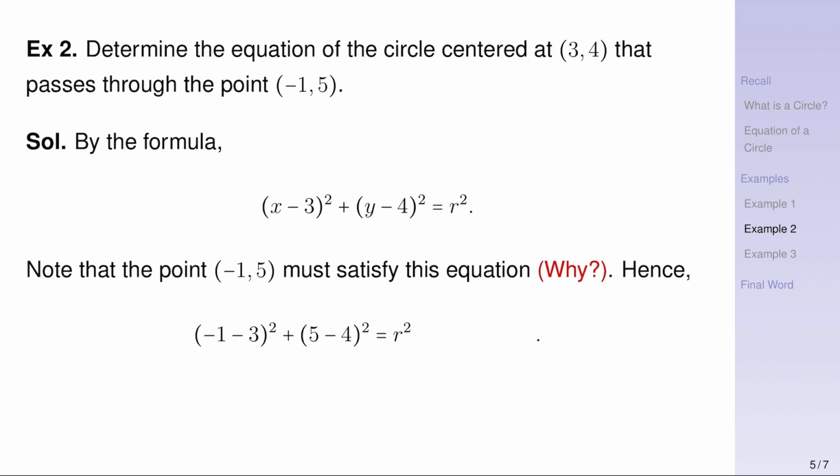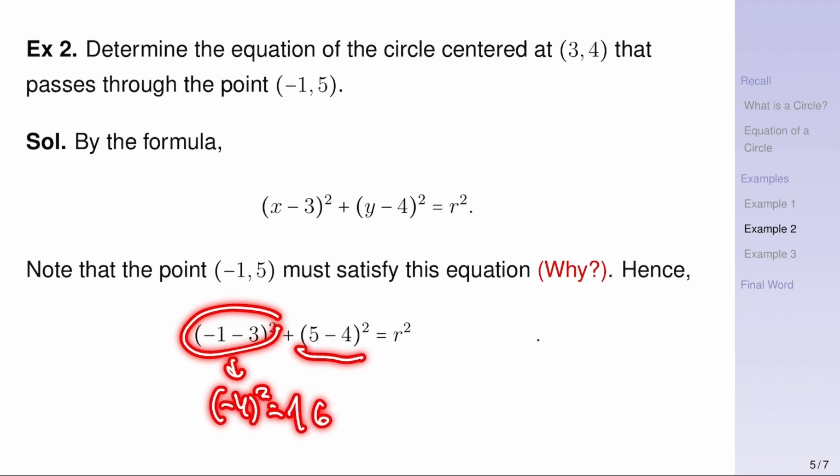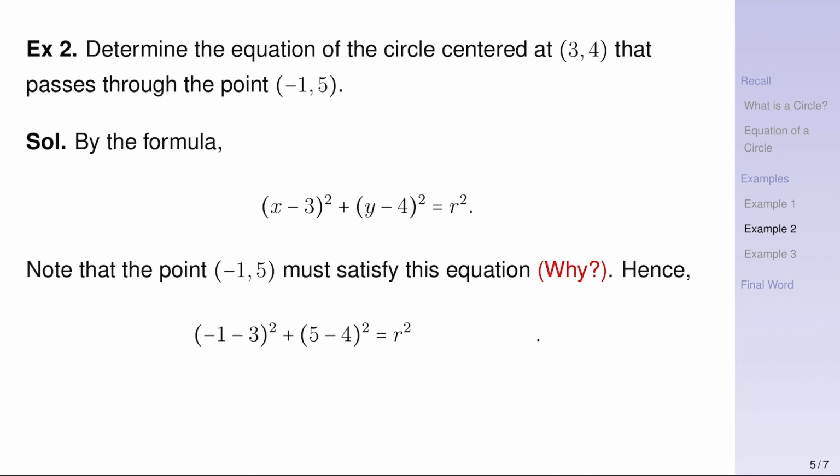So that's our gateway to solving for r squared. To solve for r squared, take note that this one will become negative 4 squared, which is equal to 16. This one is simply just 1. Add them both, we obtain r squared equal to 17. Take note that I don't need to obtain r anymore, since our goal anyways is to form the equation of the circle. So all I need to do is to plug this one out here.